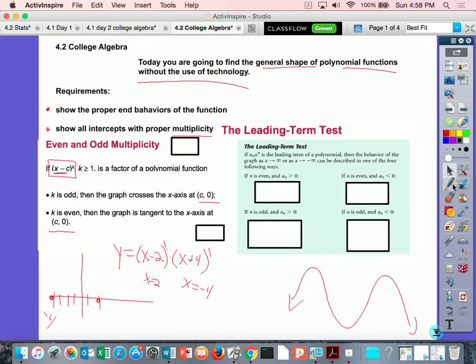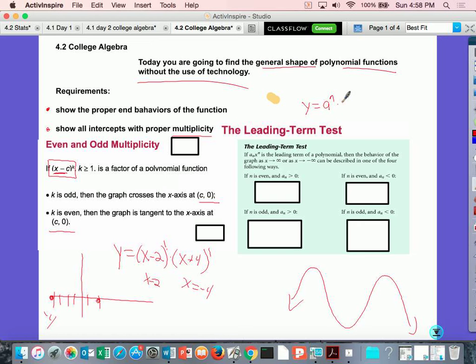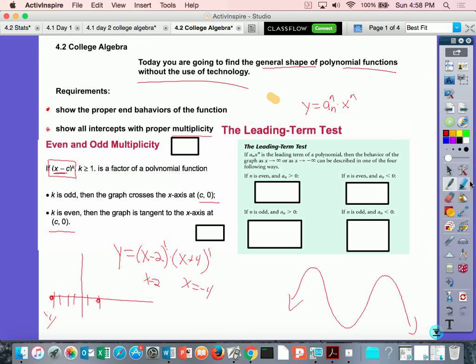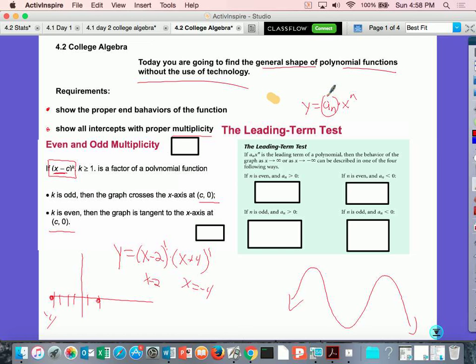So polynomial functions, we've talked about this. y equals a sub n x to the n. Sorry, a sub n just means it's a constant, and this actually is an exponent. So that's the leading term right here. That's your degree and the coefficient out in front. It helps determine something about the function.